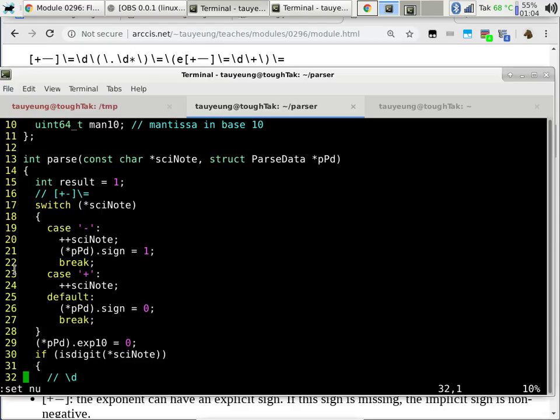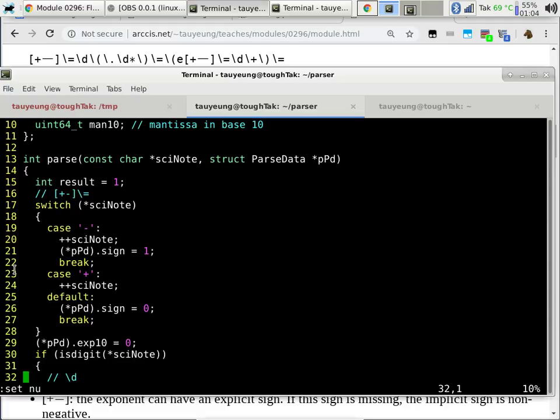But then it falls through because there's no break here. So it falls through, and what I do here is initialize the sign of the structure pointed to by PPD to a 0, which means the number that I'm encountering is non-negative. Is that okay? All right. So line 17 all the way to line 28 is processing the optional sign of the scientific notation. Okay, what do we do next?